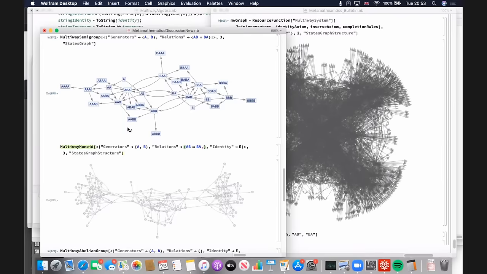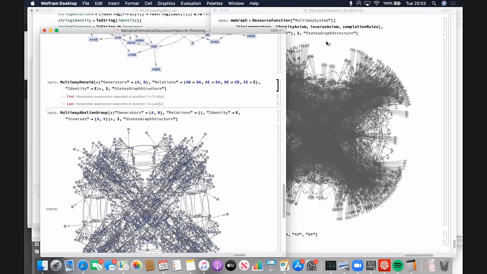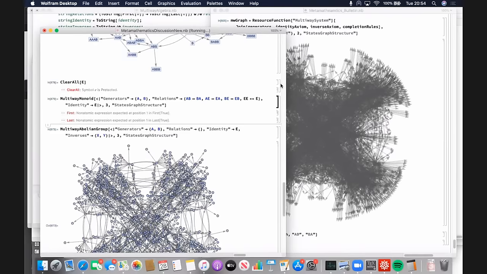Okay, that's not equals EA, BE equals EB. And you have E squared equals E already. Well, we could do that as well. Oh, sorry. Ah, no. This is the problem with using symbols. Yeah, that is a problem with using symbols. But, you know, it should have E squared equals E anyway.